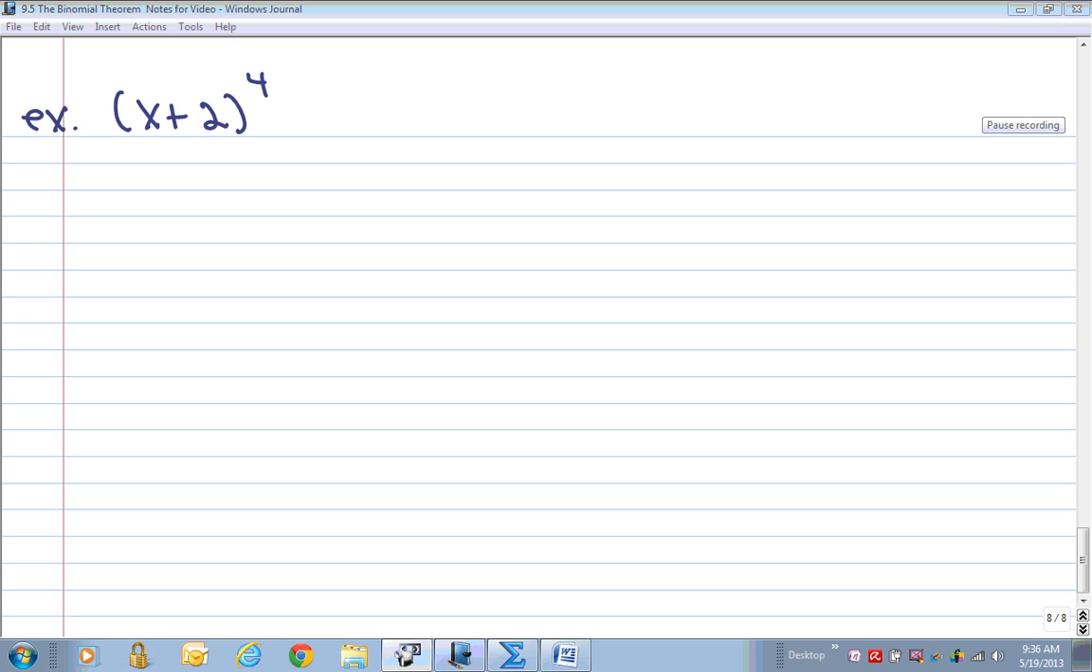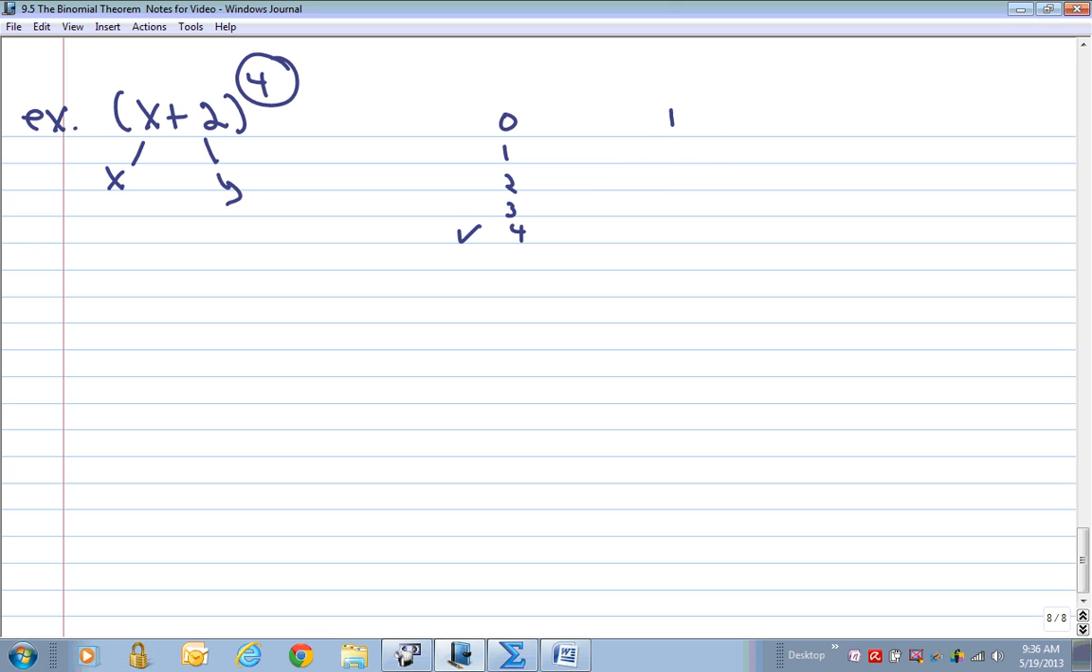All right, let's take a look at this example. The x is going to be our x value, and the 2 will be like our y value, and we are expanding to the power of 4. So we need the fourth row of our Pascal triangle. And remember, the top row is 0. So 0, 1, 2, 3, 4. We'll be using this row of Pascal's triangle. So let's go ahead and just create that really quickly.